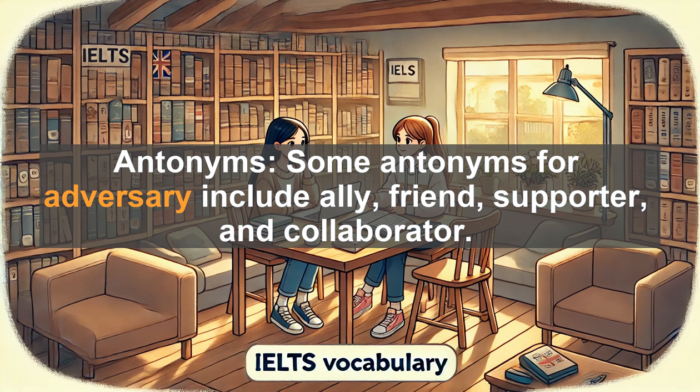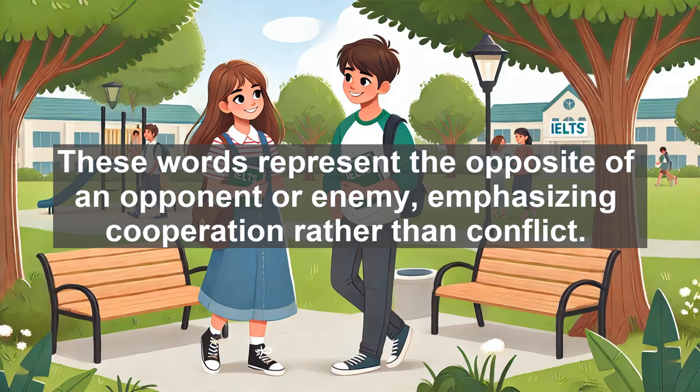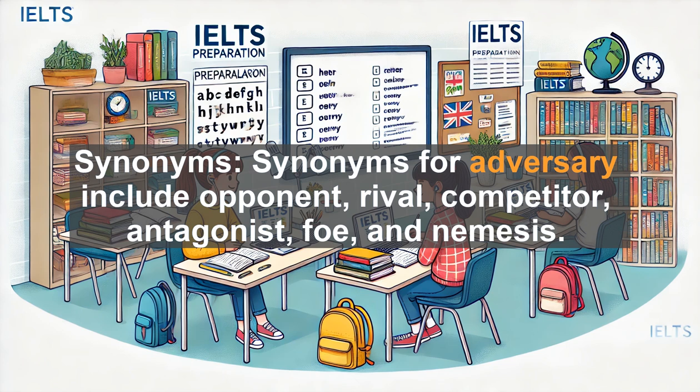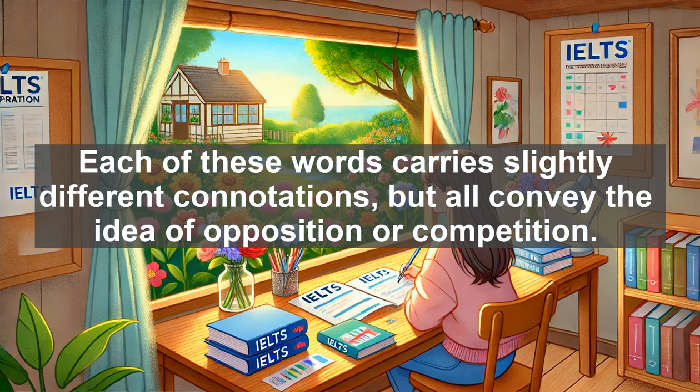Antonyms. Some antonyms for adversary include ally, friend, supporter, and collaborator. These words represent the opposite of an opponent or enemy, emphasizing cooperation rather than conflict. Synonyms. Synonyms for adversary include opponent, rival, competitor, antagonist, foe, and nemesis. Each of these words carries slightly different connotations, but all convey the idea of opposition or competition.